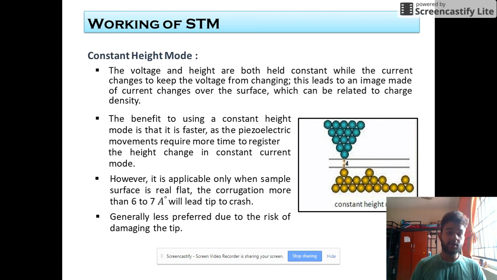So it is generally less preferred due to the risk of damaging the tip, and the manufacturing of the tip is really very difficult. So, you need to take great precautions for it.